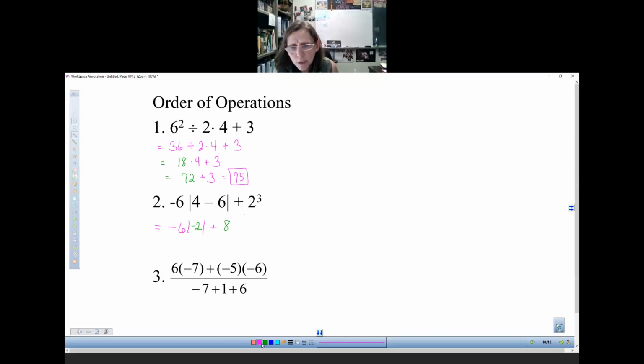Okay. So this next part now, though, I need to take care of my absolute value. And so I'm going to have negative 6 times, and the absolute value of negative 2 is a positive 2. And then I have plus 8 out here at the end. And so now I have to take care of multiplication. So multiplication is going to give me a negative 12 and then plus 8. And negative 12 plus 8 is negative 4. And so my final answer is negative 4.